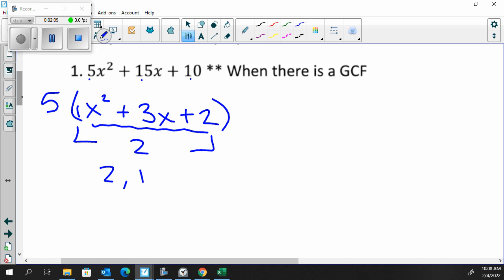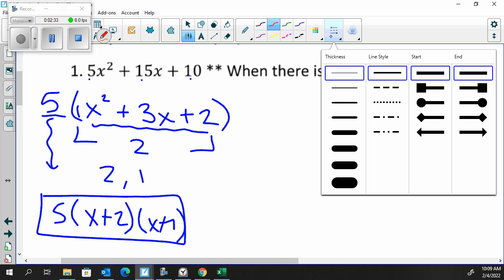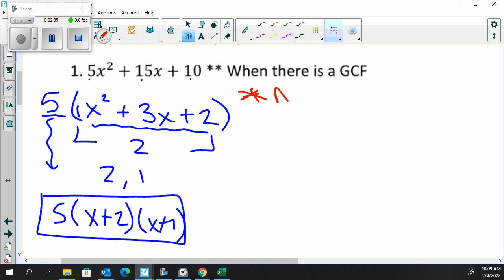Remember, if you want to do the whole process here, you can, and it'll work. But if a is 1, you can take your two numbers. You get x plus 2 and x plus 1. I haven't done anything to the 5, so it just comes down, slap it in front, and we're done. So, big thing here, always look for a GCF every time.